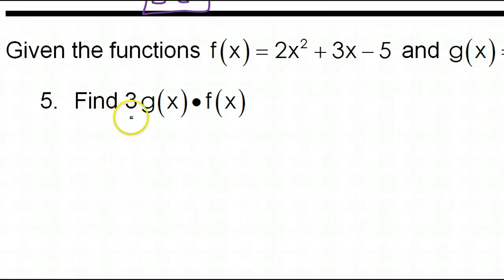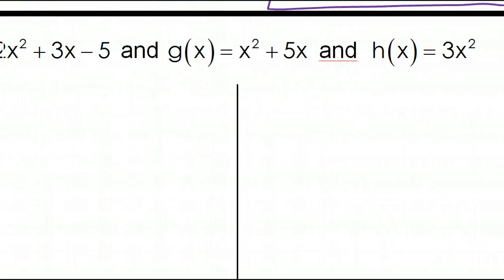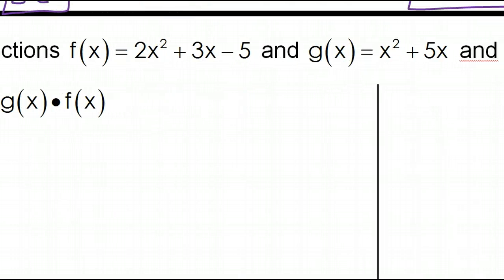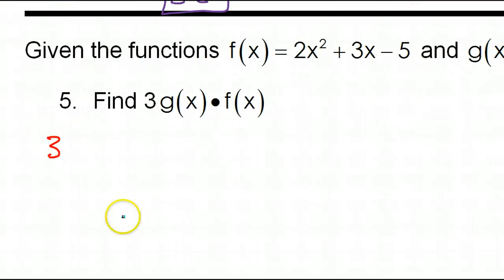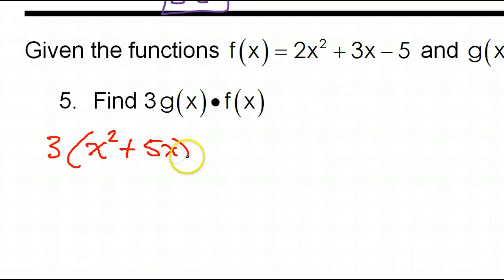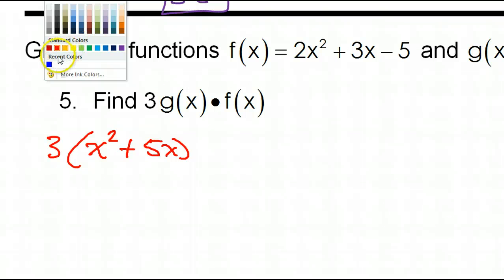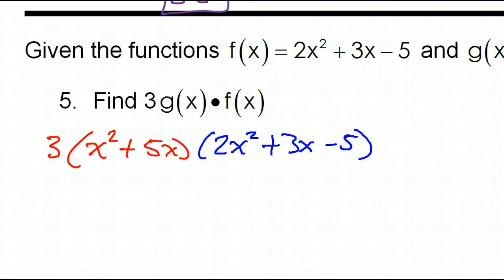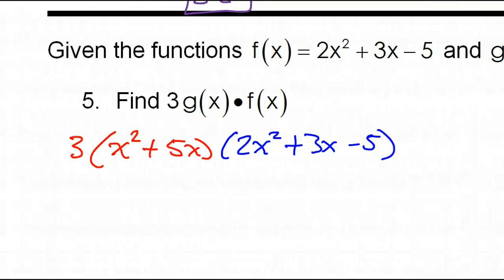Alright, for number 5, we are switching from adding and subtracting to multiplying. So we have 3 times function g. Also, we have new functions here. So 3 times function g, and function g is x squared plus 5x. So that's 3 times x squared plus 5x. 3 times function g. And then times function f, which is right there. So 2x squared plus 3x minus 5. Alright, just making sure I'm copying it down right.